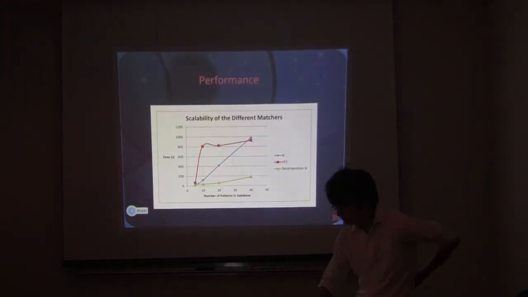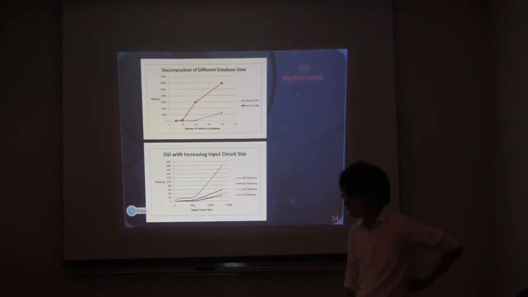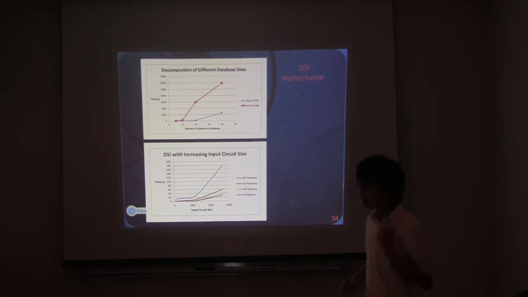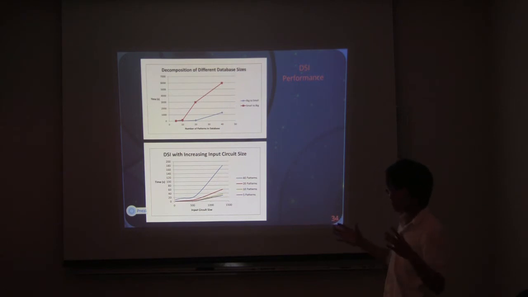Which one, MCS or DSI, really consumed physical memory? It was DSI, because if you have a large circuit size, at each step of the tree it has to copy all the possible matches.